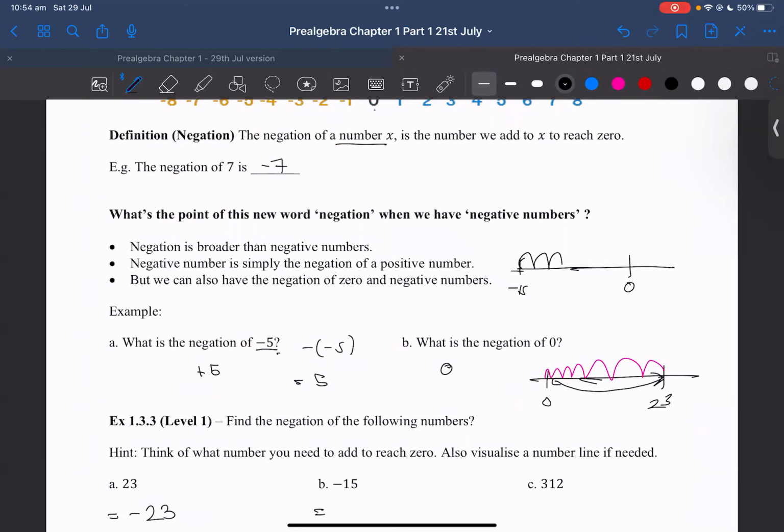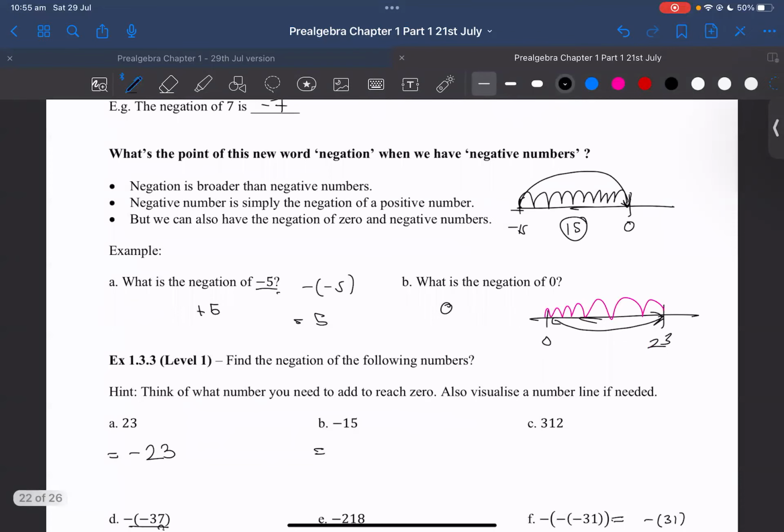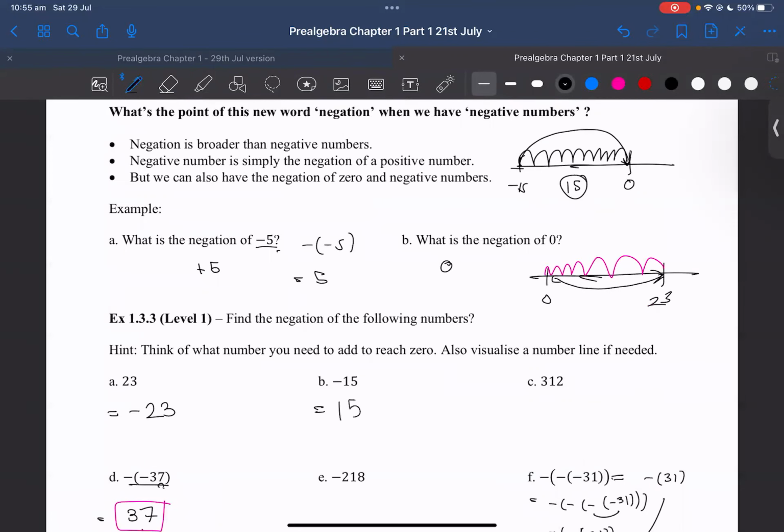That means you're adding a positive number, right? Therefore, you need to add what? You need to go 15 to the right. That means you need to add 15, right? The negation of a negative number is just the positive version of it, 15. Does that make sense? And what about the negation of 312?